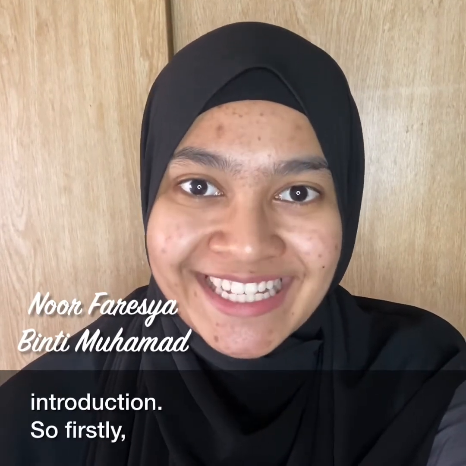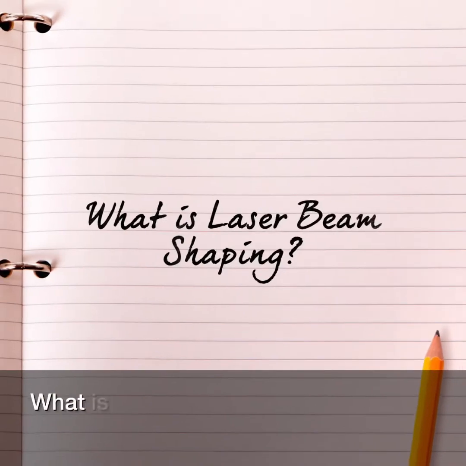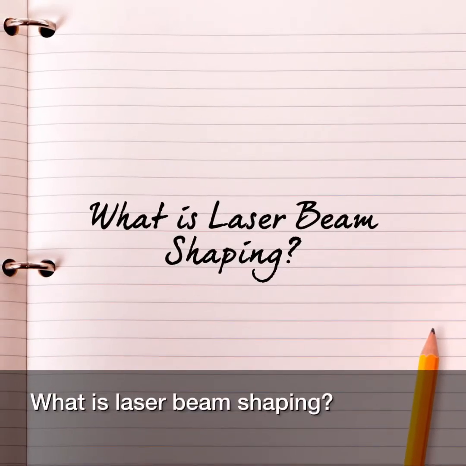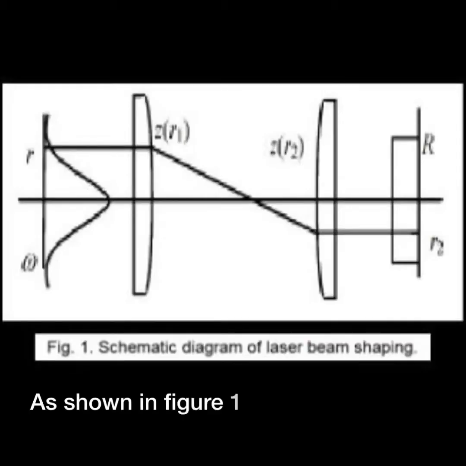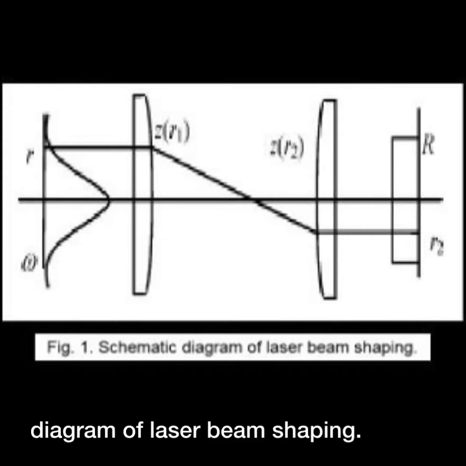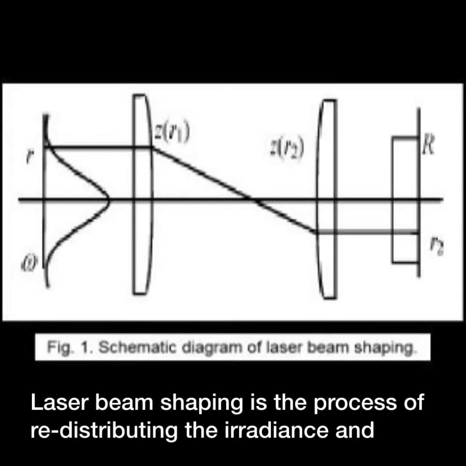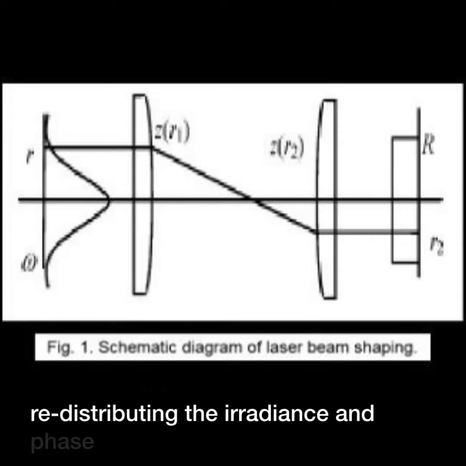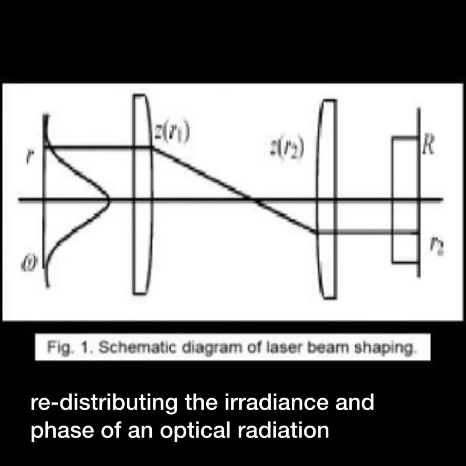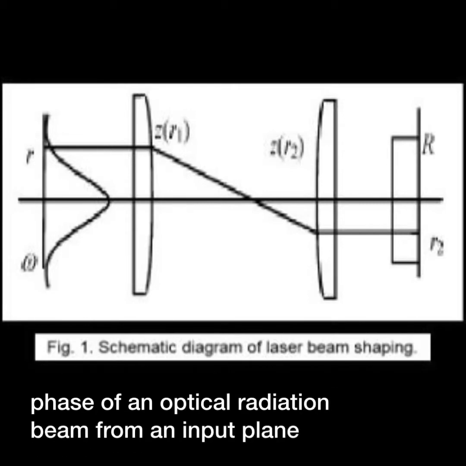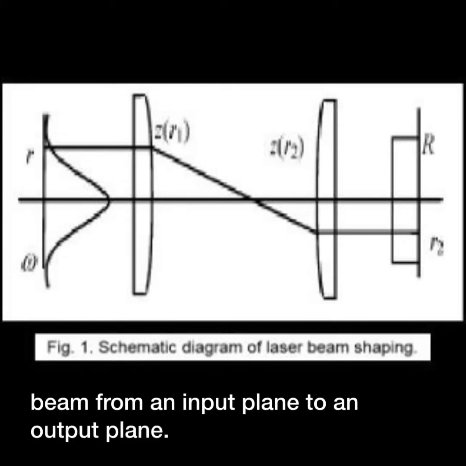So, firstly, what is laser beam shaping? As shown in figure 1 is the schematic diagram of laser beam shaping. Laser beam shaping is a process of redistributing the irradiance and phase of an optical radiation beam from an input plane to an output plane.